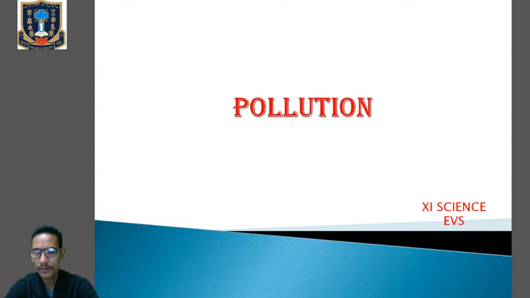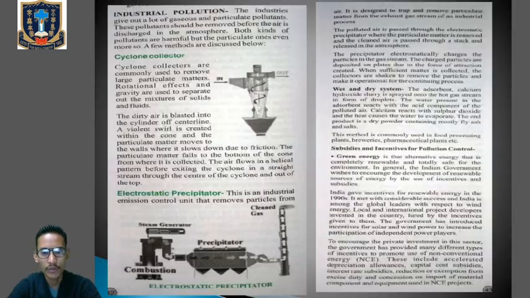We are dealing with the chapter pollution. In the last class we learned about air pollution, greenhouse gases, the greenhouse effect, global warming, and the control or preventive measures to control air pollution, right? So today we'll begin with the next topic, industrial pollution, because industries act as one of the point sources for the entry of pollutants into the air, which causes air pollution.